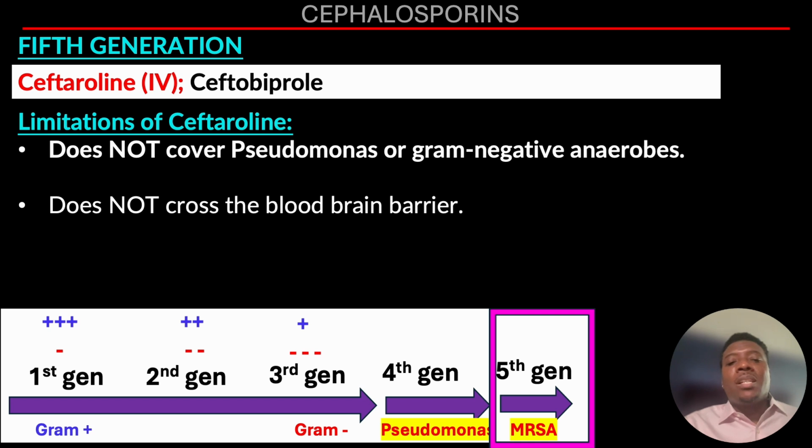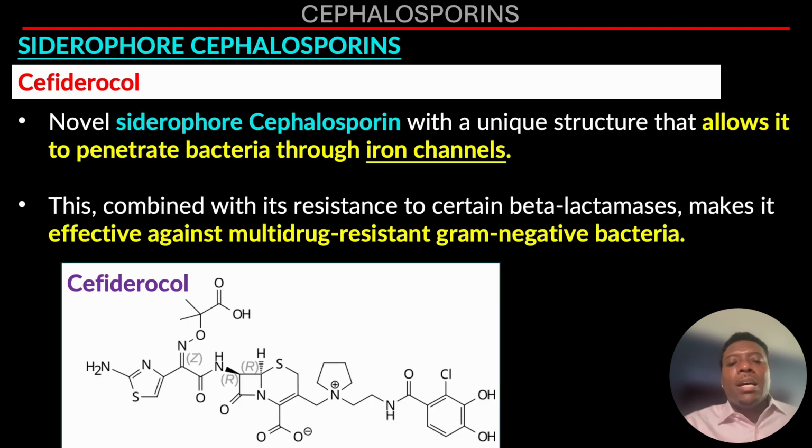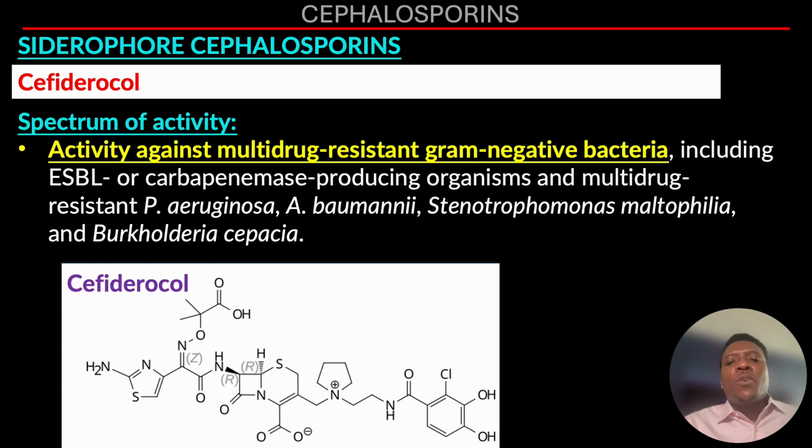Limitations include it does not cover Pseudomonas or gram-negative anaerobes, and it does not cross the blood-brain barrier. The newer siderophore cephalosporins are great because in addition to how they normally work, they also can penetrate bacteria through ion channels, so they have an additional way they can attack the bacteria. We reserve these for, again, severe multi-drug resistant bacteria.